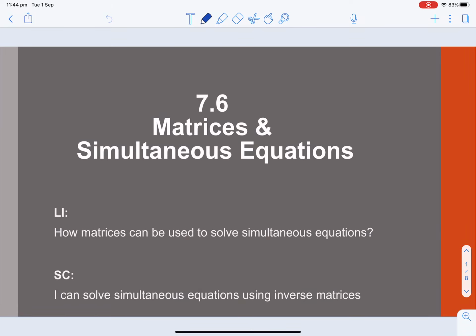7.6 Matrices and Simultaneous Equations. Our learning intention: how matrices can be used to solve simultaneous equations, and our success criteria: I can solve simultaneous equations using inverse matrices.